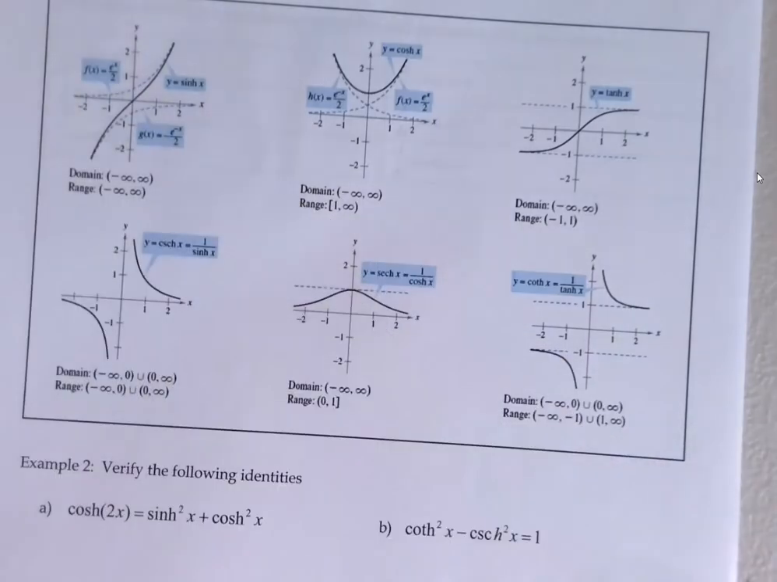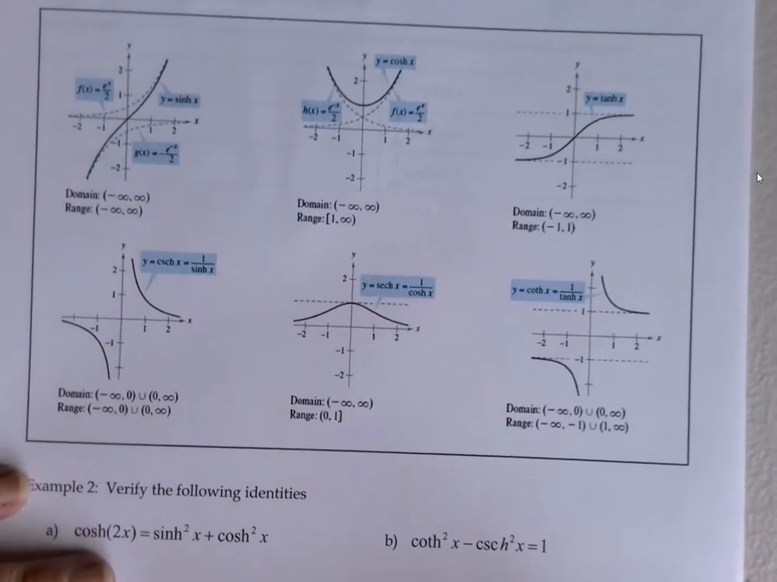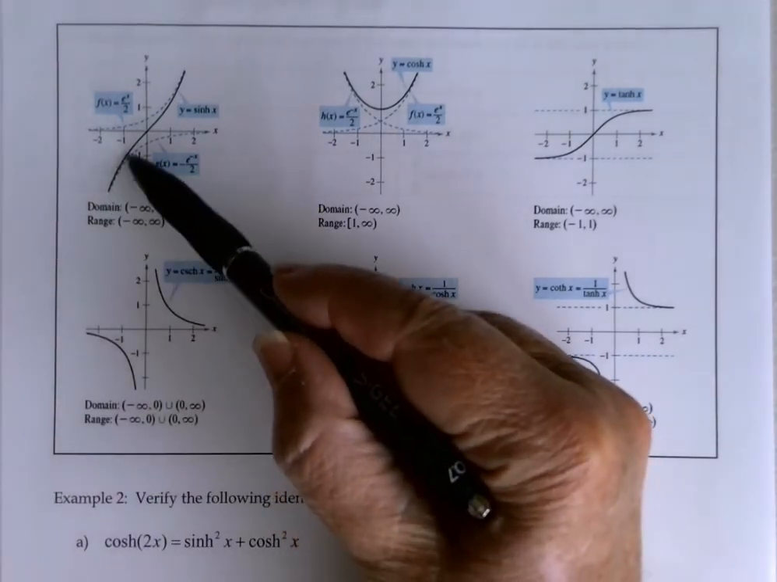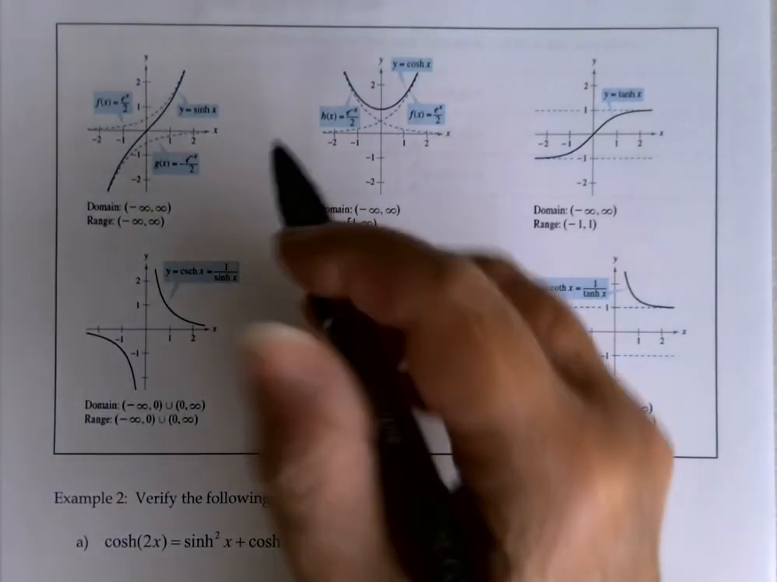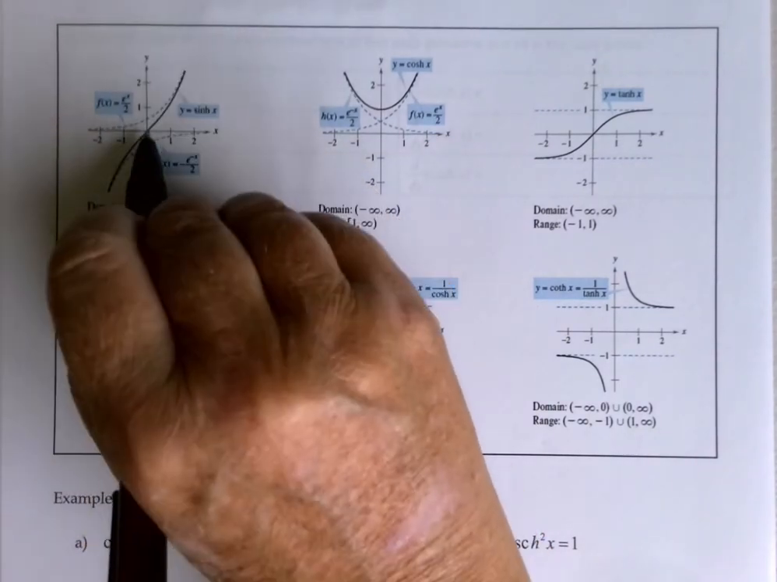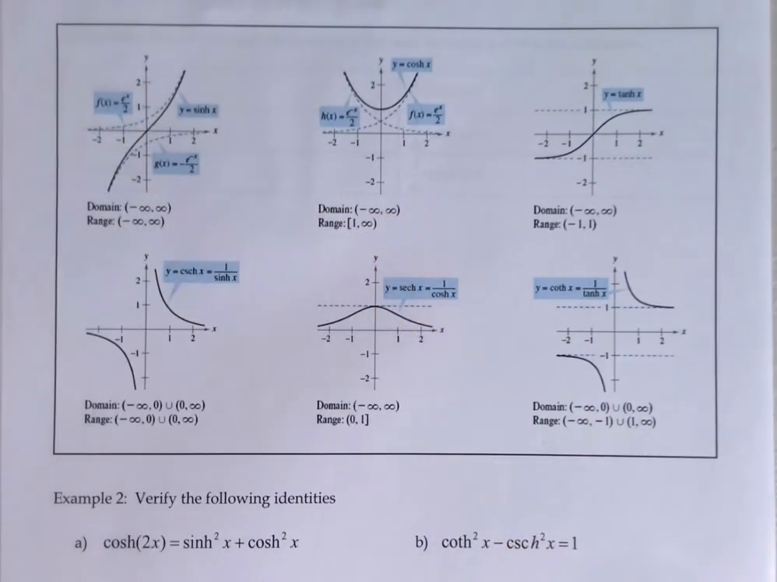In fact, here are some graphs of some of these hyperbolic functions. I would not expect you to remember these or memorize them or anything, but your calculator can generate them if you need them. But right here, we've got the hyperbolic sine. Notice that as x gets bigger, we keep on going out and up. As x gets smaller, out and down. That would be the graph of the hyperbolic sine function.